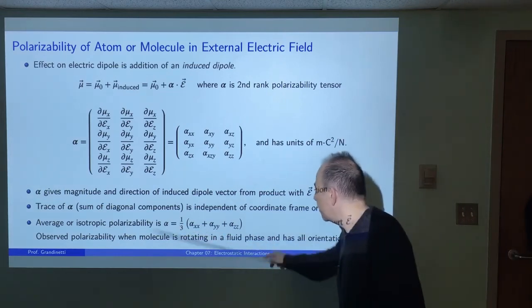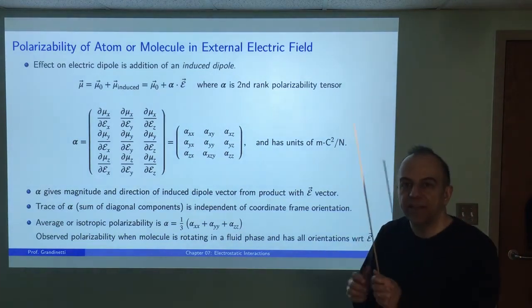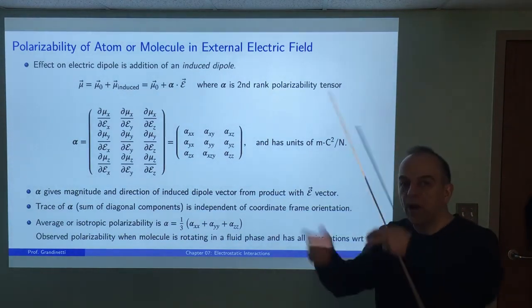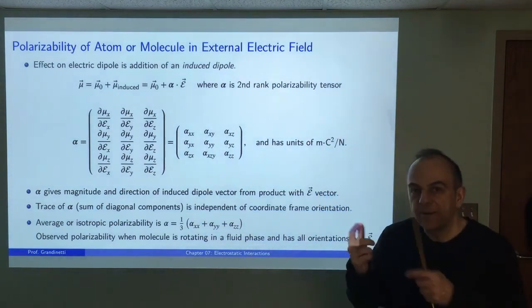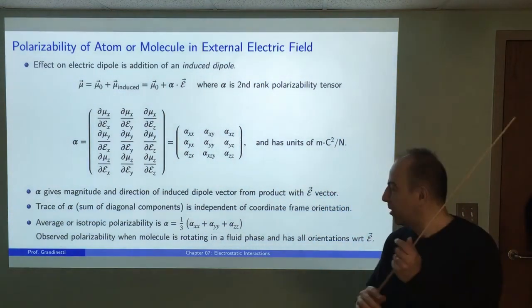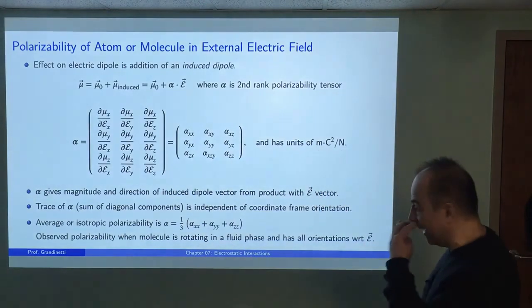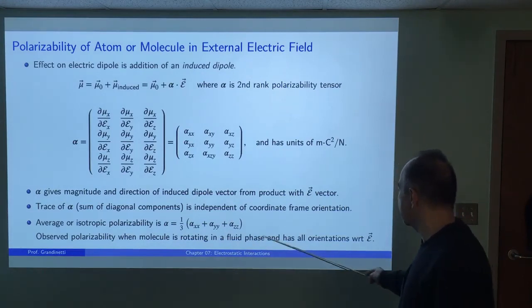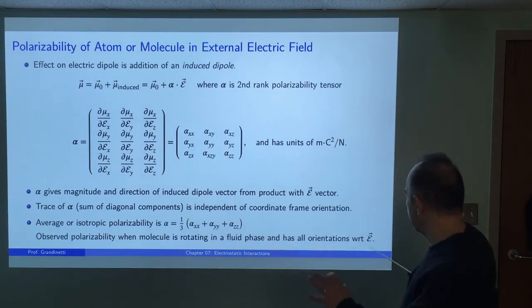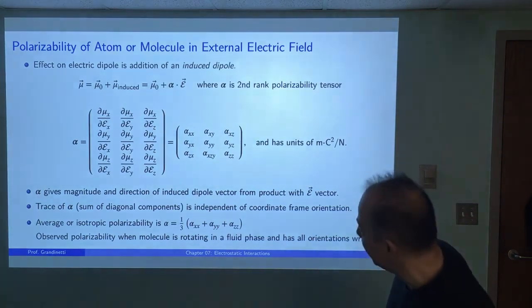This is the quantity that you observe if you're looking at a molecule in a fluid phase, a gas phase or a liquid phase, where the molecule's tumbling. Even though there's all this orientation dependence here, the average of that tensor works out to be this isotropic value, the scalar value, and that's the value you would observe in a fluid phase. So this is the value that is present when you average over all orientations with respect to the electric field that you're in.